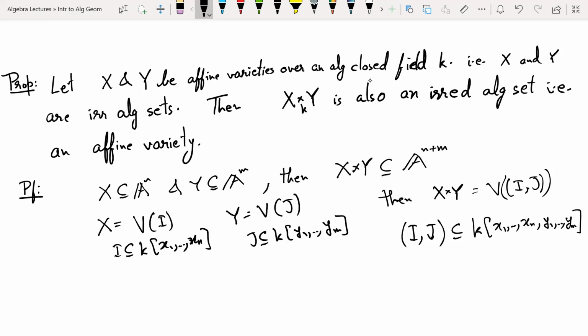So let F belong to, I just say take F in I union J. So it's the ideal generated by I union J in some sense. So F belongs to I union J. So if F belongs to I, then you should think of this as a polynomial in n plus m variables now, but just that the other variables don't play a role.